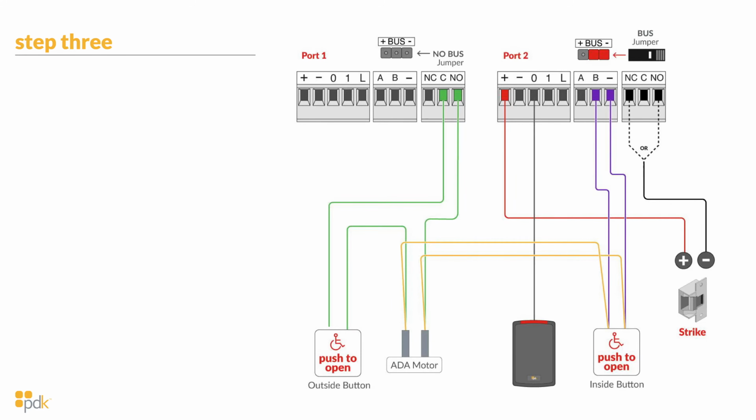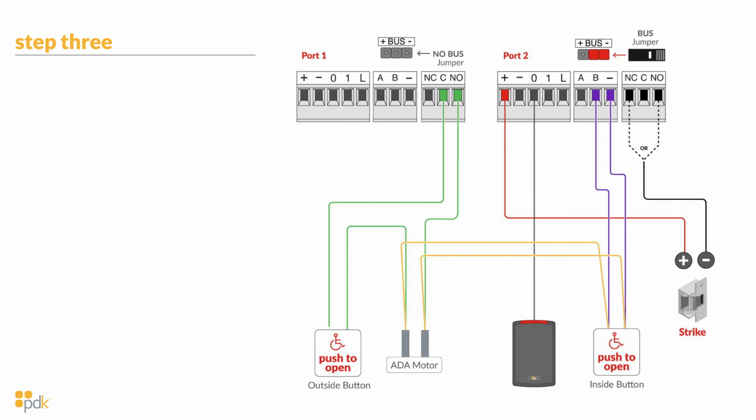So here's a more comprehensive picture, and I have a couple of different scenarios outlined. All right, the first thing, we've still got the exact same outside, inside, and ADA motor configuration. That's all the exact same as you saw on the previous page. We've now added two more components. We've added a reader on the exterior of the building, and we've added a strike in this scenario. You'll also notice we have a jumper on the bus and negative, and that is because we're powering the strike off of the PDK board.